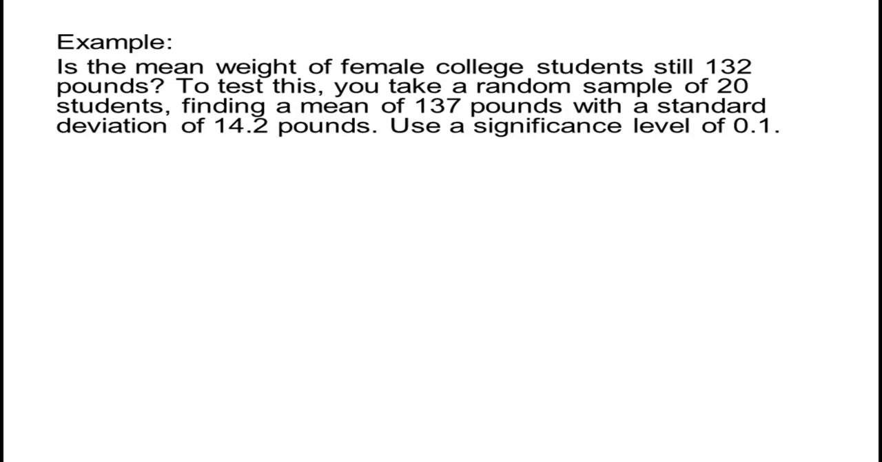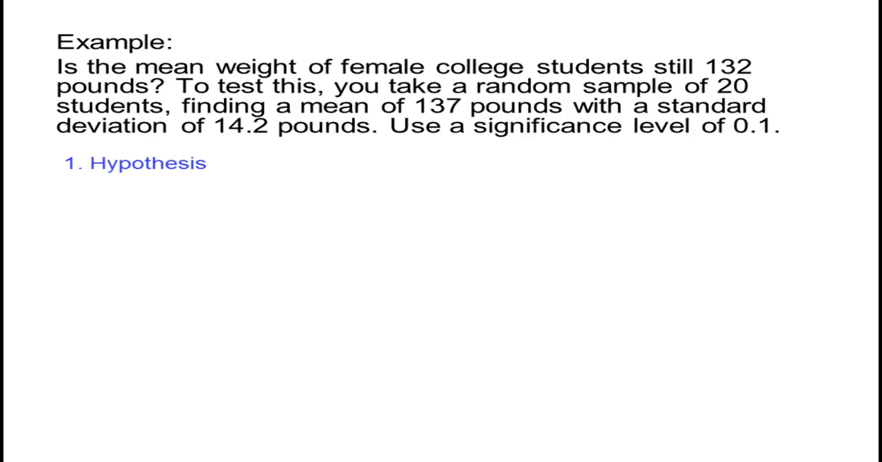So let's take an example. Is the mean weight of female college students still 132 pounds? To test this, we take a random sample of 20 students, finding a mean of 137 pounds with a standard deviation of 14.2. We're going to use a significance level of 0.1, which is basically saying this is our alpha.